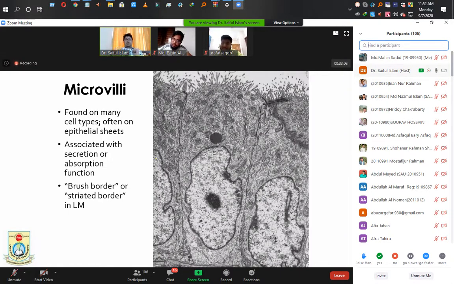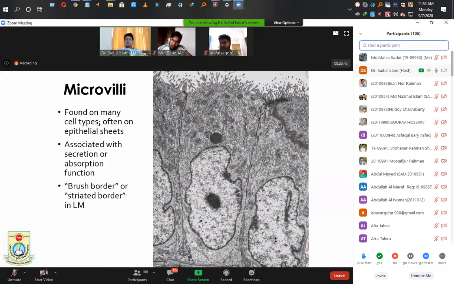In a light microscope, if you see the microvilli, you will think they look like a brush, and you can call them a brush border or striated border. You will mainly find this type of epithelium in the urinary tract and also in the digestive tract. Why? Because they are mainly associated with absorption. From the urine, 99% is absorbed in the urinary tract.